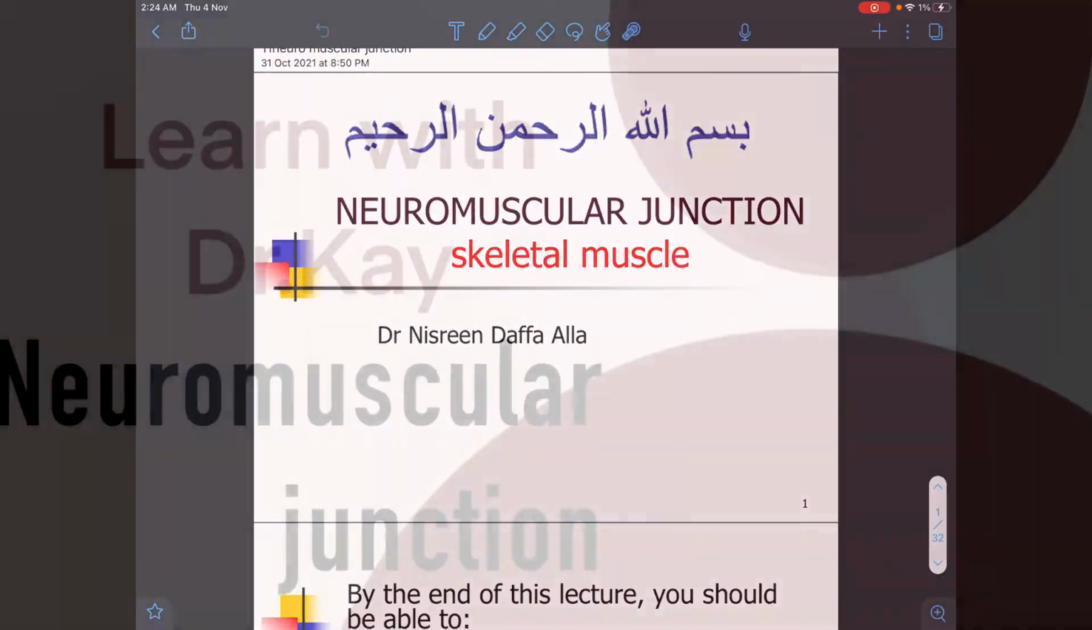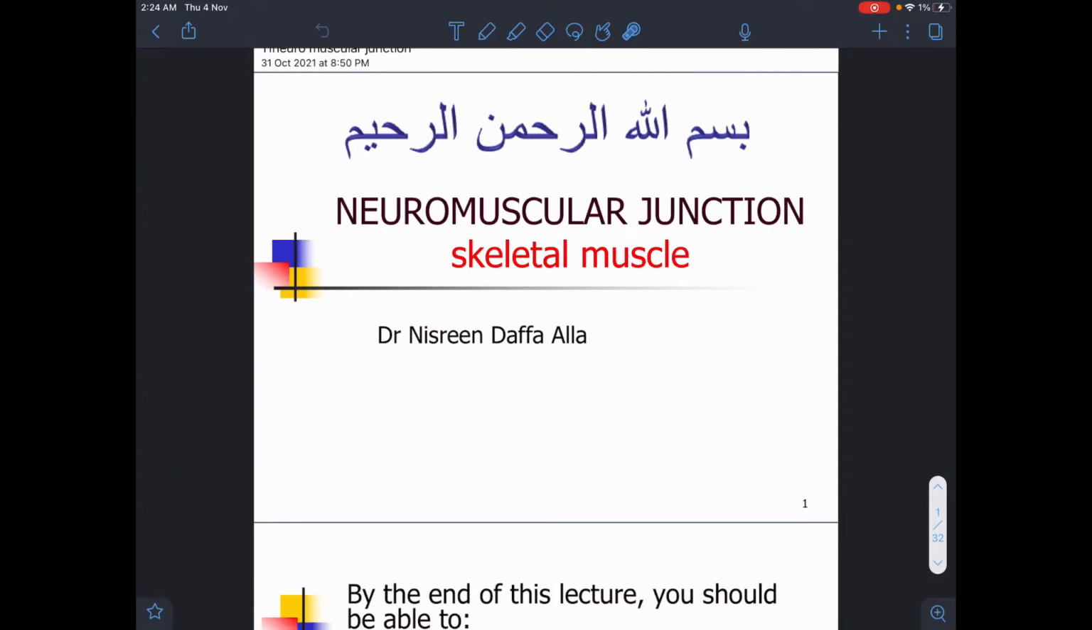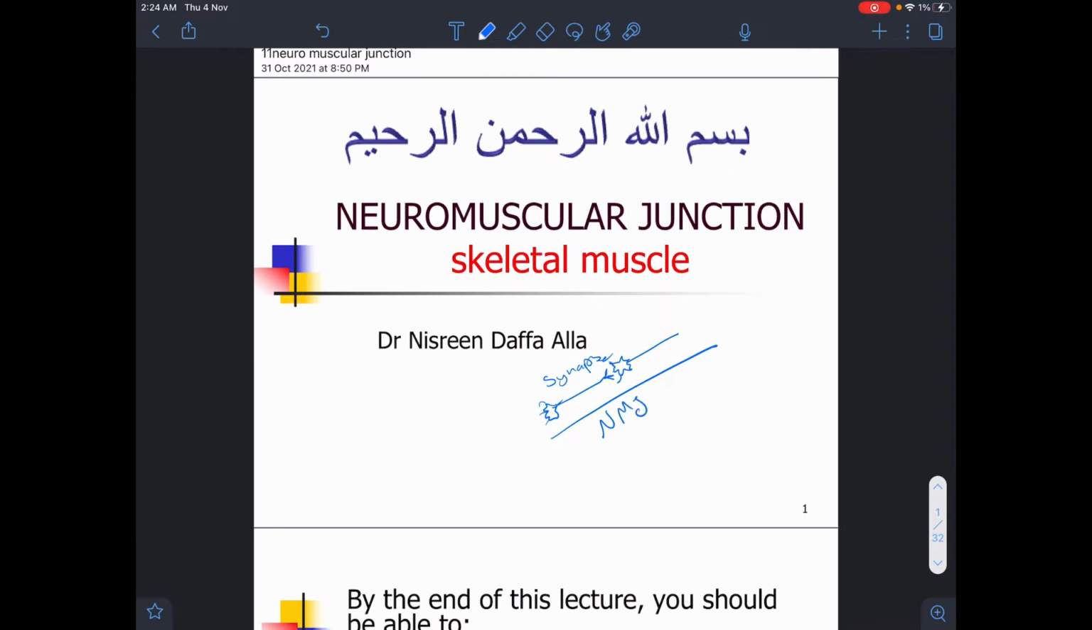Junction. Before, we explained synapse. So as we said, synapse happens when we have a nerve supplying another nerve. This is a synapse. But the neuromuscular junction is actually when a nerve is supplying a muscle.